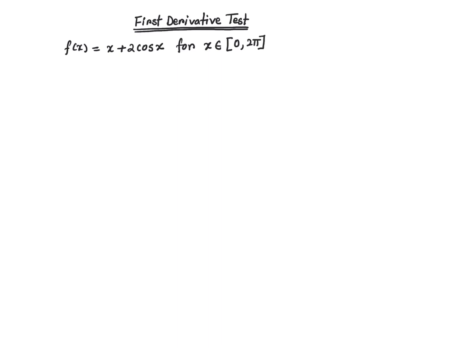In this video, I'm going to use the first derivative test to find the extreme values for the function f of x equals x plus 2 cosine of x, where x comes from the interval 0 to 2 pi. First, we need to find the first derivative and set it equal to 0.